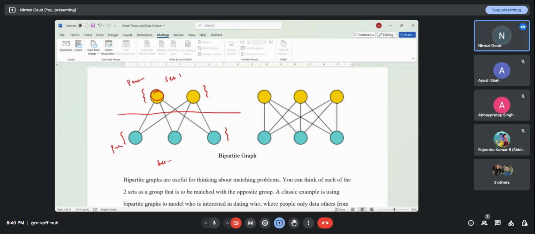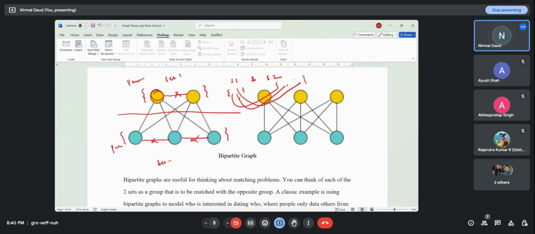That means every node in set 1 is connected to every node in set 2, but not among nodes from the same set. That means I am not connecting yellow to yellow. No, that is not happening. Neither blue to blue. No, I am not connecting them. You have two sets, set 1 and set 2, so the nodes present in set 1 and the nodes present in set 2 should be connected. Every one to every one.